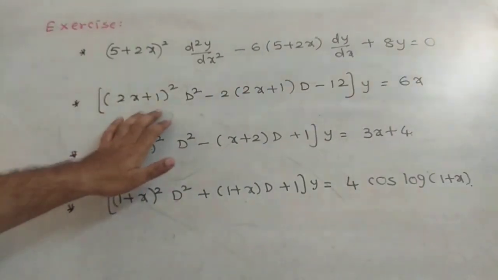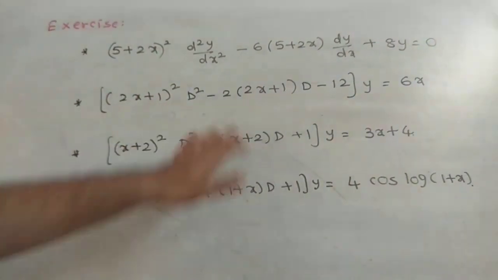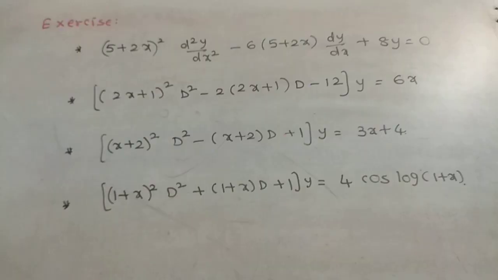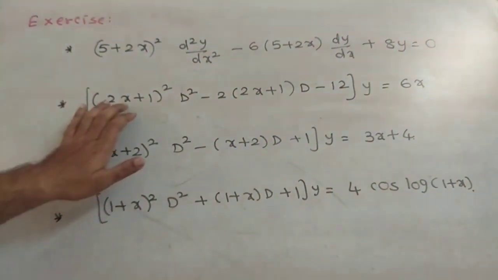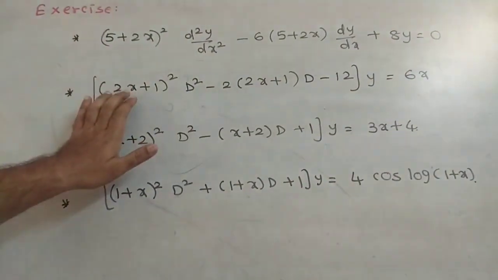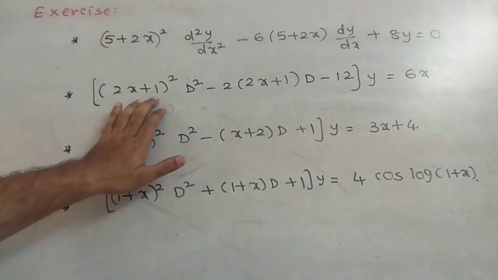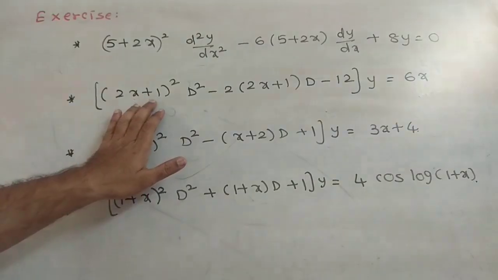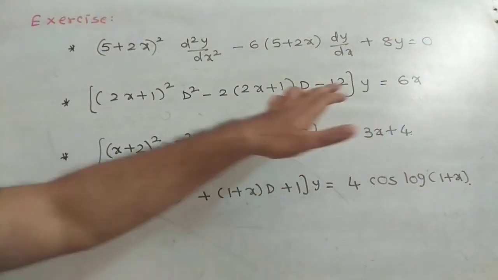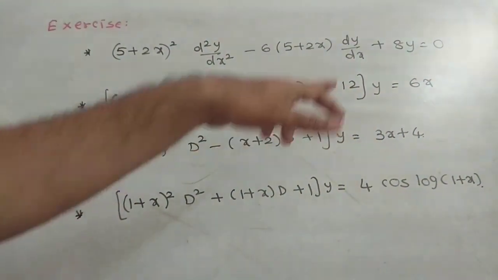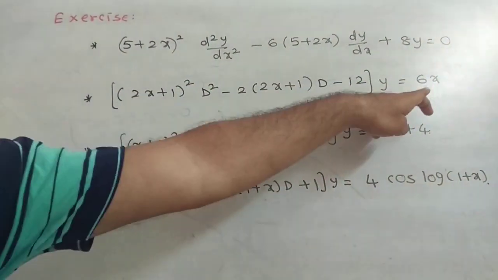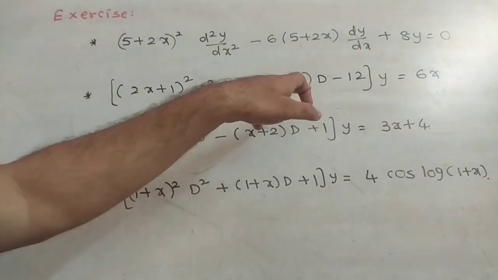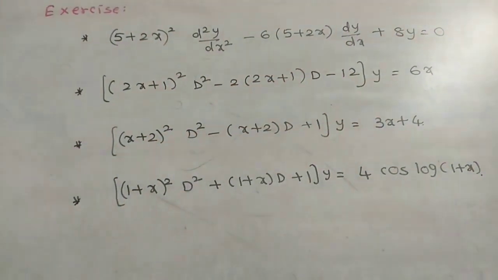Second one: 2x plus 1 whole square d square minus 2 into 2x plus 1 of d minus 12 of y equal to 6x. This is clearly a Legendre differential equation. Start with 2x plus 1 equal to u. Then, when you look at the right side, 2x plus 1 equal to u means what will be the x value? Convert that x value, substitute it in the right hand side, do the simplification and find out your final answer.